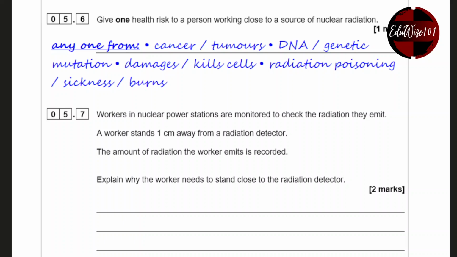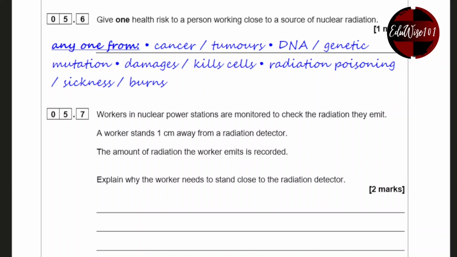5.7. Workers in a nuclear power station are monitored to check the radiation they emit. A worker stands 1 centimeter away from a nuclear radiation detector. The amount of radiation the worker emits is recorded. Explain why the worker needs to stand close to the radiation detector.